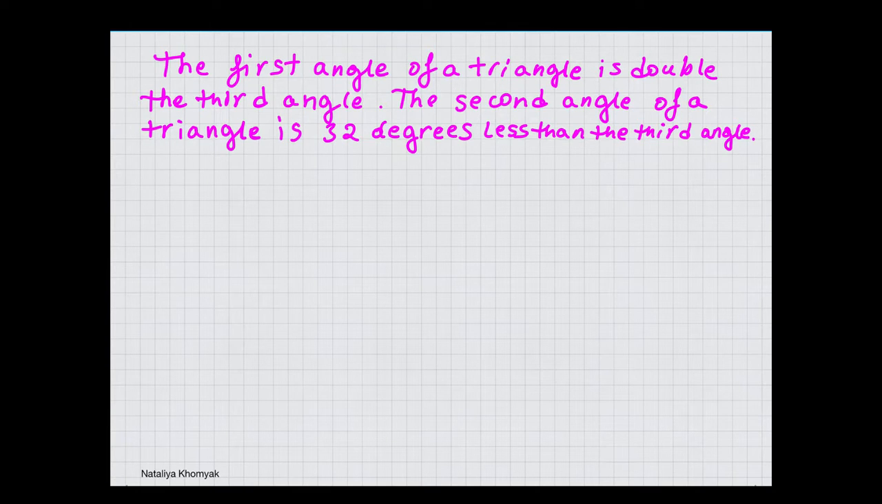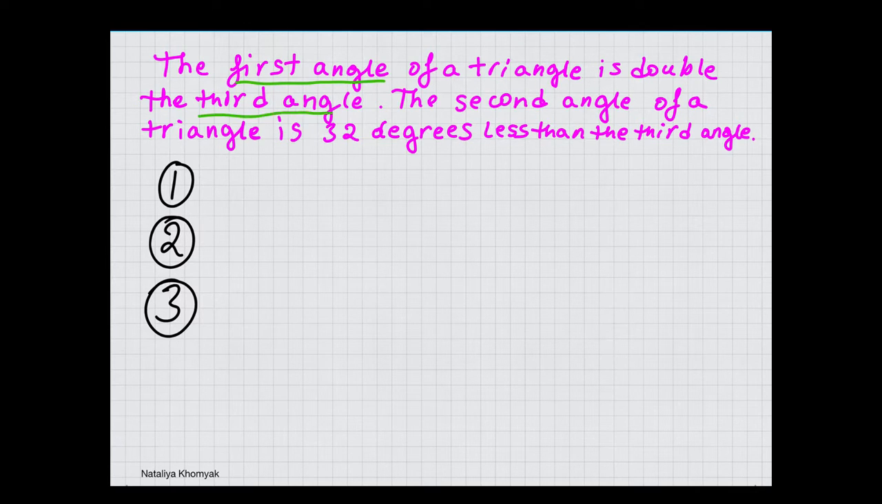The first angle of a triangle is double the third angle. The second angle of a triangle is 32 degrees less than the third angle. So a triangle has 3 angles: first one, second one, and the third one. Now, the first angle of a triangle is in terms of the third angle. The second angle of a triangle is also in terms of the third angle. Since the other 2 angles are in terms of the third angle, this is where I'm going to assign the variable. Third angle will be the x.